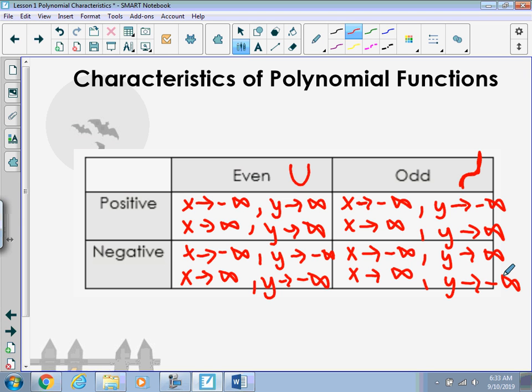I'm also going to draw some arrows on here so we know which way things are going. So with the positive and even, both ends are going up. With the even and negative, both ends are going down. Odd, it's going down and then up. And then here it's going up and then down for our end behavior. That's what it's doing at the ends of the graph.